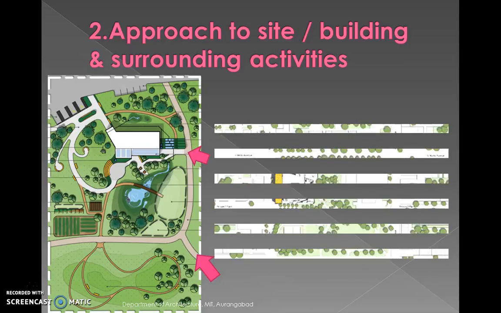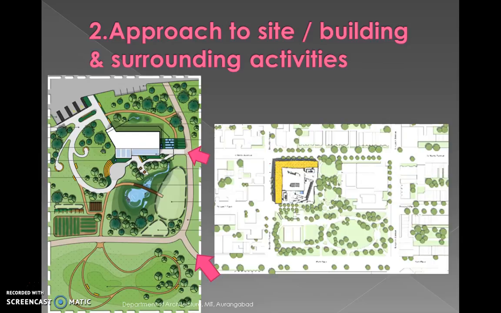Once you have demarcated the site, you also need to define the ancillary activities that are taking place around the case study site. They may be commercial, residential, institutional or recreational. Also the main roads that are in the vicinity of the site.